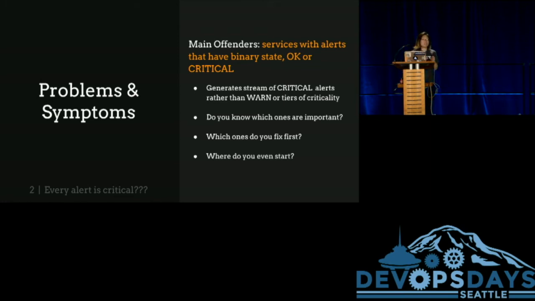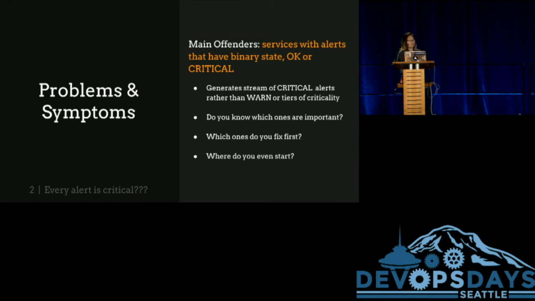And usually the main offenders in this case are services with alerts that have binary states. It's either okay or critical, or it might even have warning or various tiers of critical levels, but none of them hit. So it's just poorly written thresholds, poorly written scenarios, right? And these just basically generate a stream of critical alerts, whatever some cases hit, rather than warnings or various levels that you can look at.